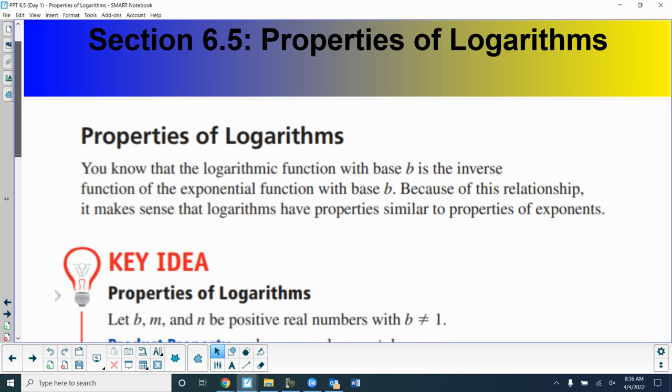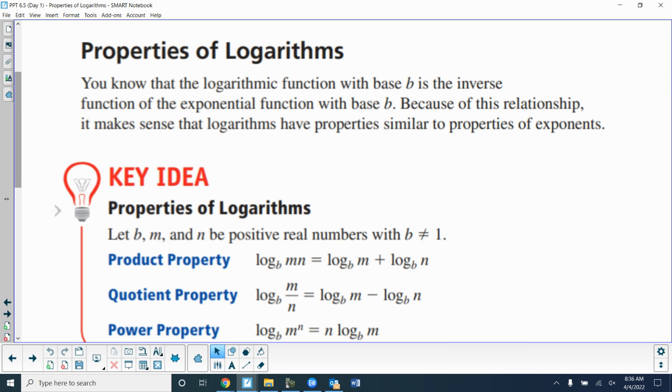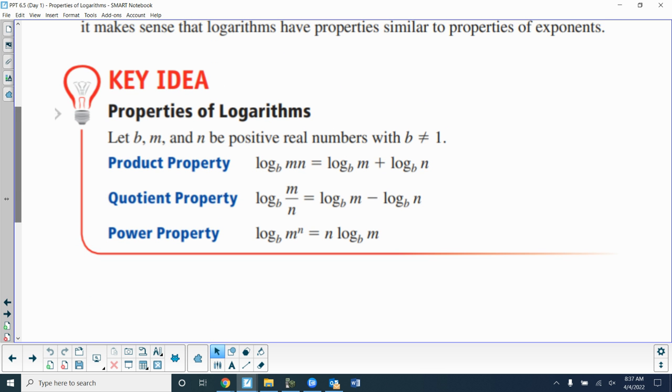All right. So it says, you know that a logarithmic function with base b is the inverse function of the exponential function with base b. Remember, if it was written in log form, you could write it in exponential form, or if it was written in exponential form, you could write it in log form. They were inverses of each other. Okay? So here are the properties of logarithms, which is just like the properties of exponents.